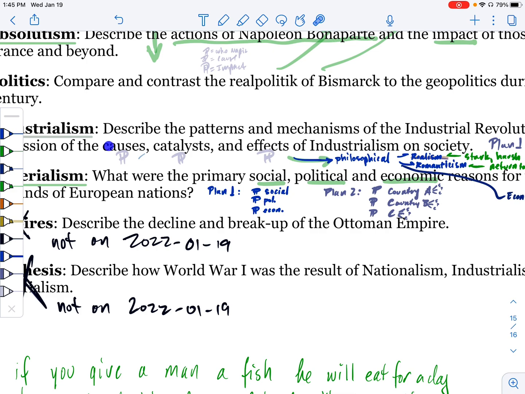These ideas as I go through the review for the multiple choice section.